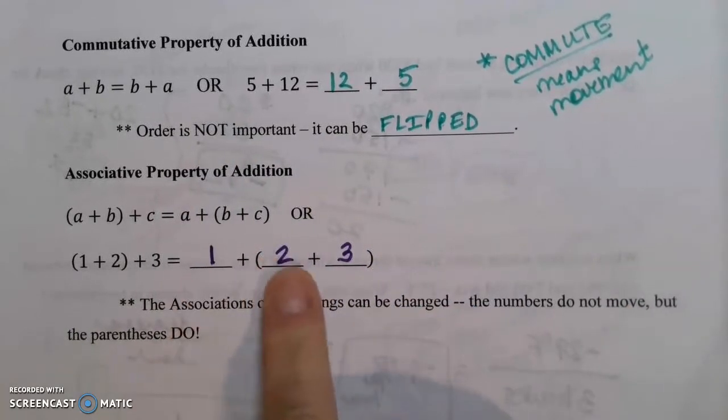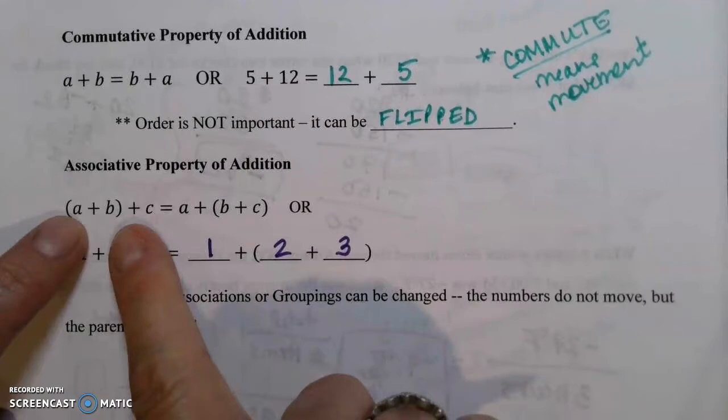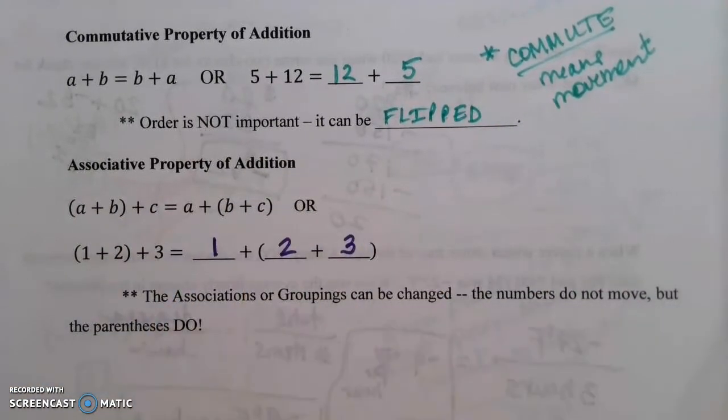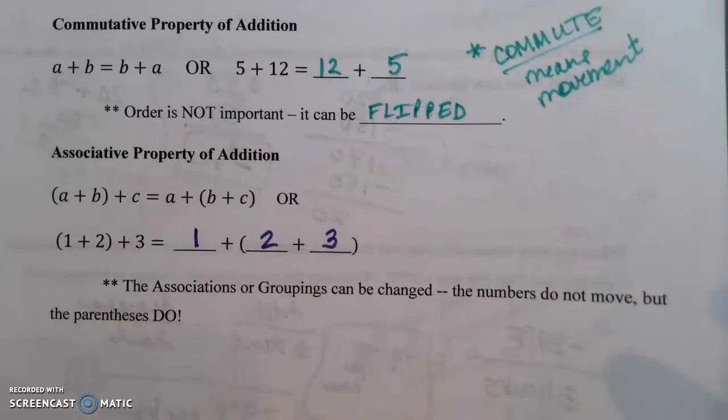I'm just going to stick the 1, 2, and 3 in there, but instead of having the 1 and 2 grouped together first, I'm going to group together the 2 and the 3. So the parentheses are moving there, but not the numbers. So how they are grouped, the associations change.